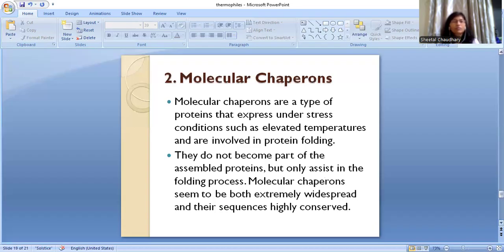Molecular chaperones. Molecular chaperones are types of proteins that are expressed under stress conditions such as elevated temperature and are involved in protein folding. They do not become a part of the assembled protein but only assist in the folding process. Molecular chaperones seem to be both extremely widespread and their sequence is highly conserved.